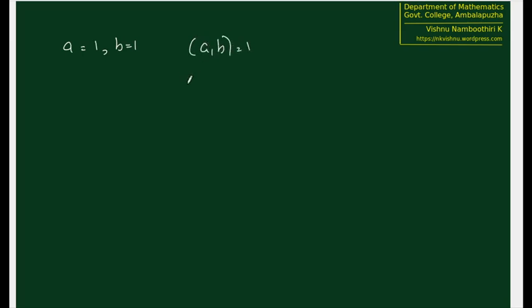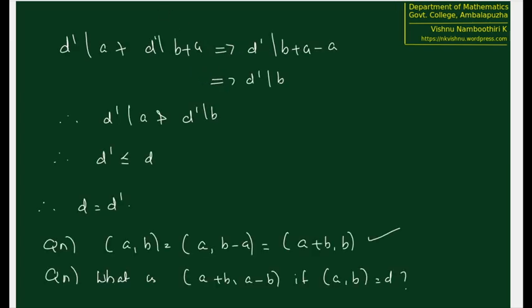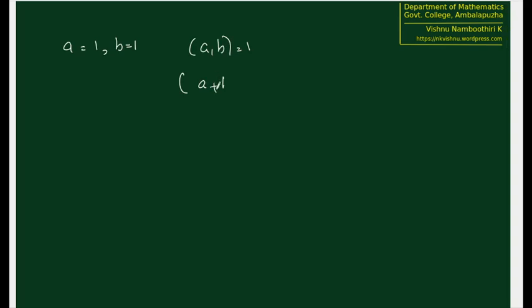What are the two numbers we have taken? A plus B and A minus B. A plus B is 2, A minus B is 0. So the GCD is equal to 2. Therefore, these two are not the same. So we cannot say that the GCD of A plus B and A minus B is going to be equal to the GCD of A and B.